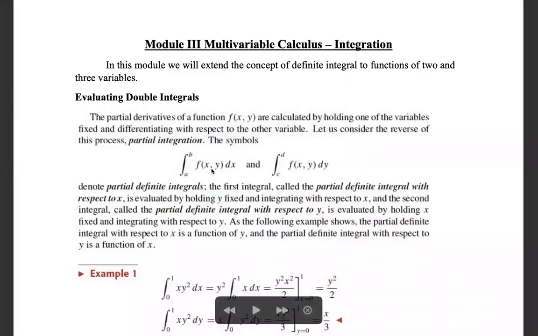Module number 3, multivariable calculus. In this module, we will extend the concept of definite integral to functions of two and more variables.